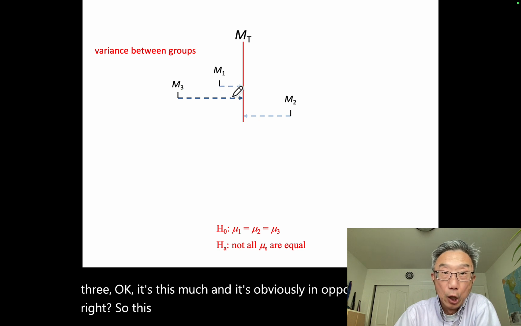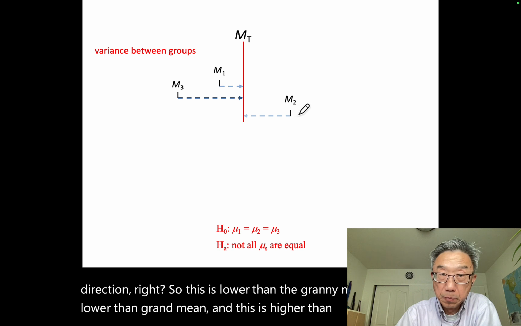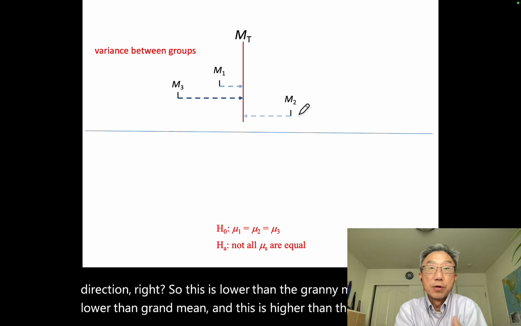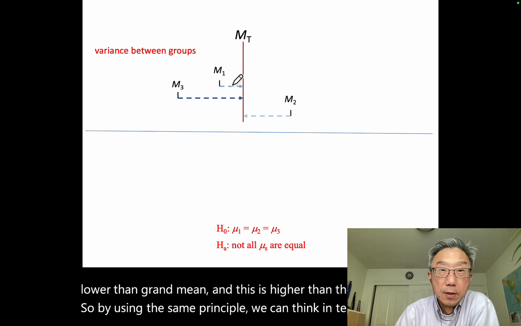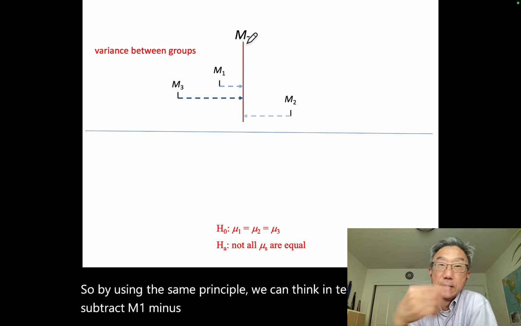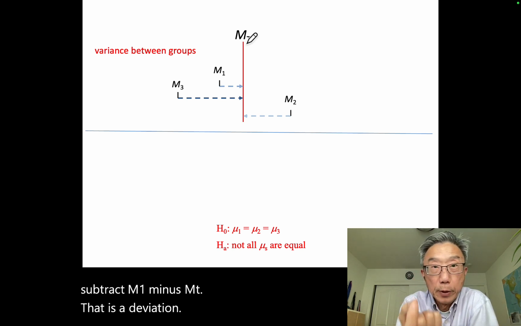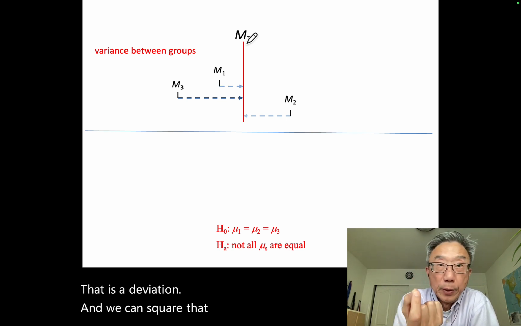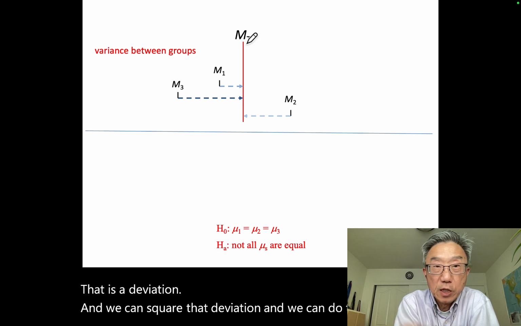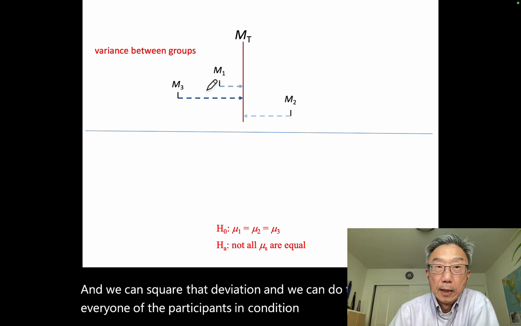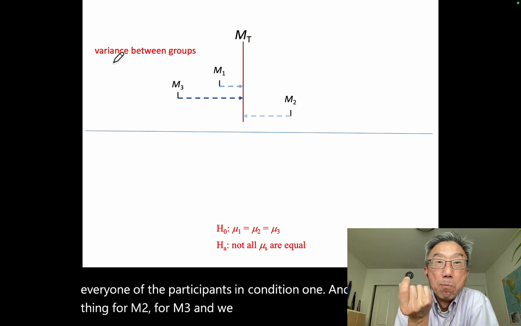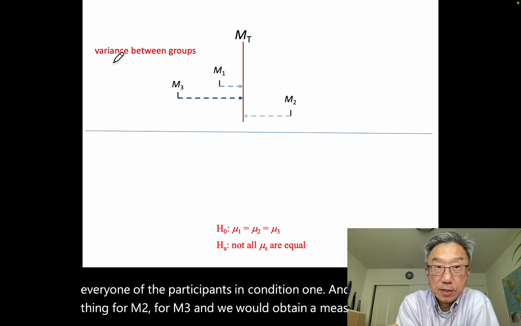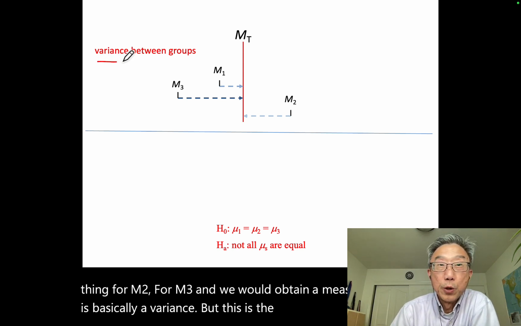So this is lower than the grand mean. This is also lower than the grand mean, and this is higher than the grand mean. So by using the same principle, we can think in terms of if we subtract M1 minus MT, that is the deviation, and we can square that deviation. We can do that to each and every one of the participants in condition 1, and we do the same thing for M2, for M3, and we would obtain a measurement, which is basically a variance. But this is the variance between groups.